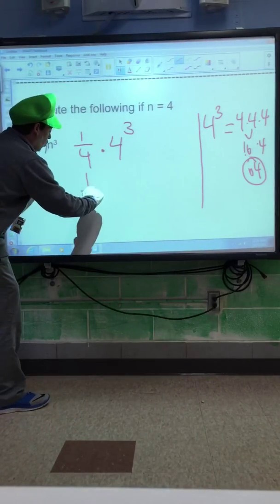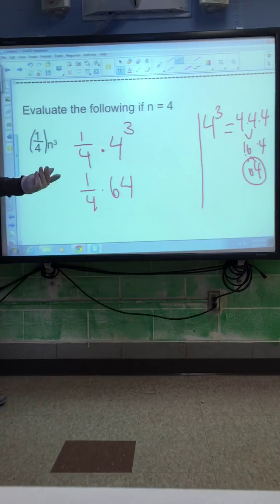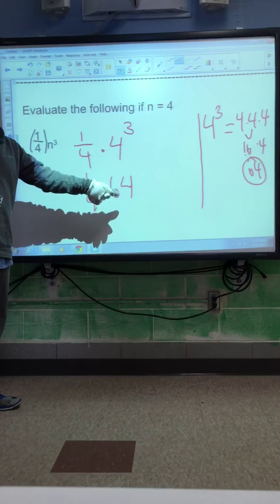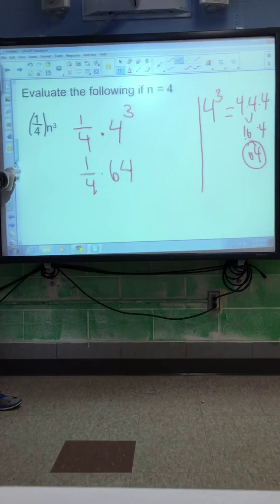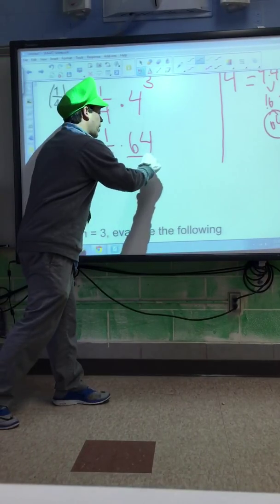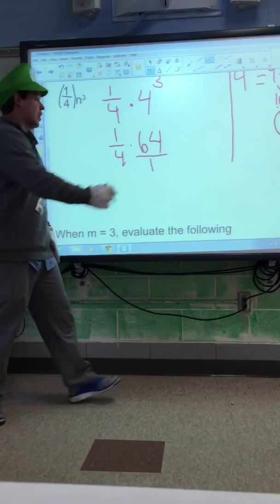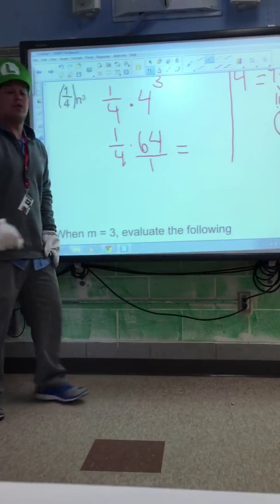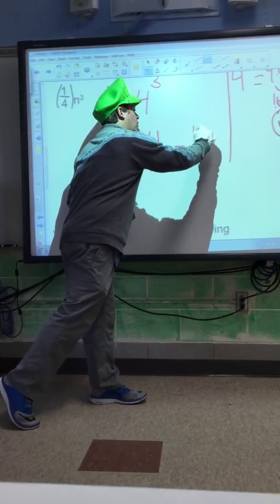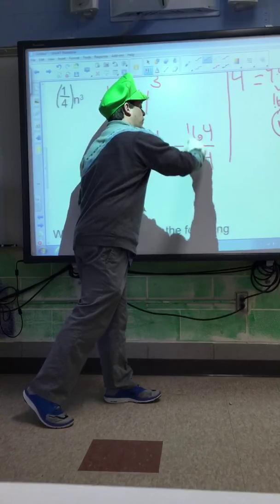So I have 1/4 times 64. Now when I look at this, it looks a little bit confusing to me at first because I'm multiplying a fraction by a whole number. But I know that 64 has the same value as 64 over 1. So I can rewrite this with the denominator of 1 just to make the math a little bit easier. Because I know that when I multiply fractions, I multiply straight across. 1 times 64 is 64. 4 times 1 is 4. So I have 64 over 4.